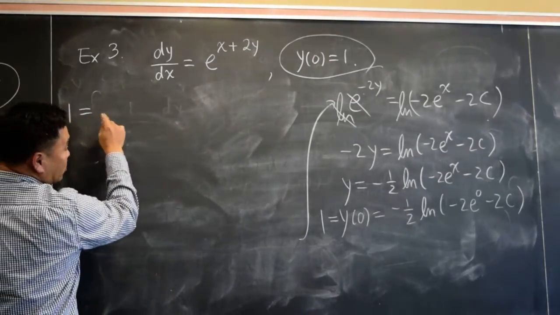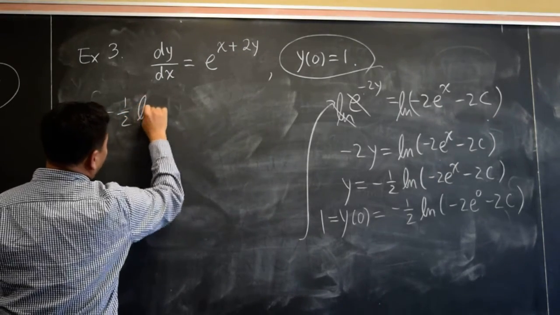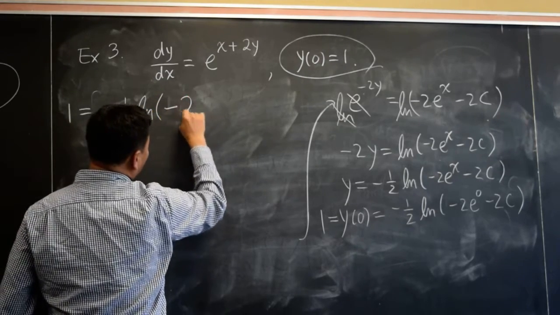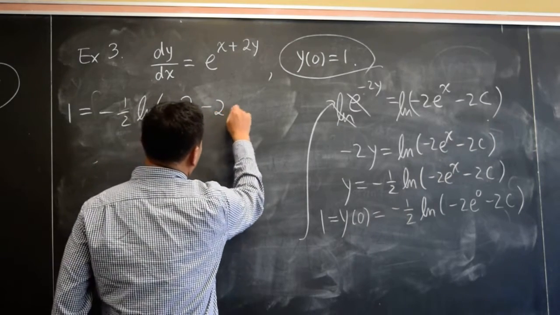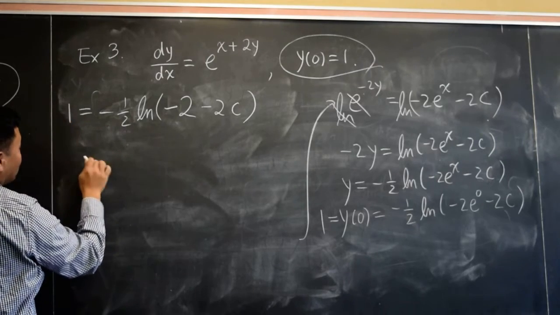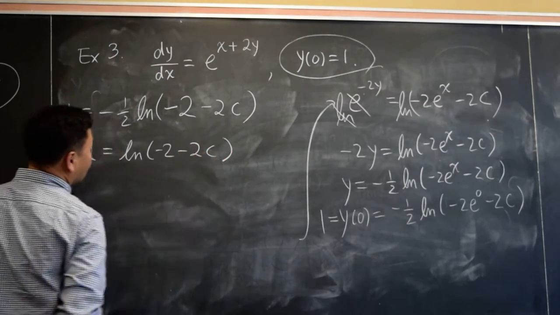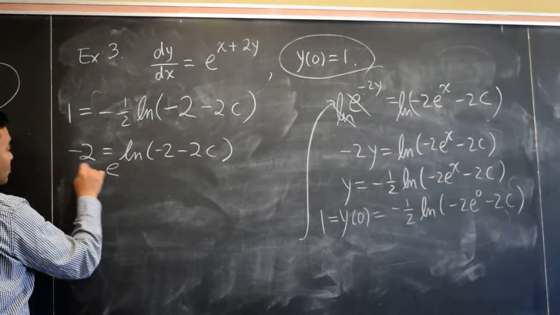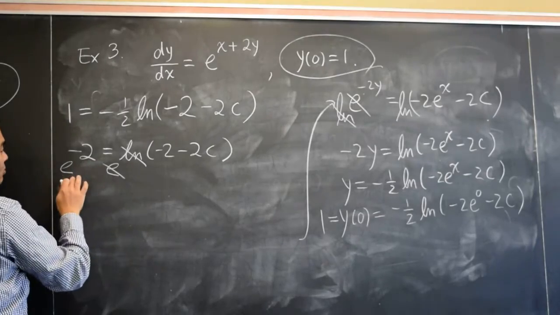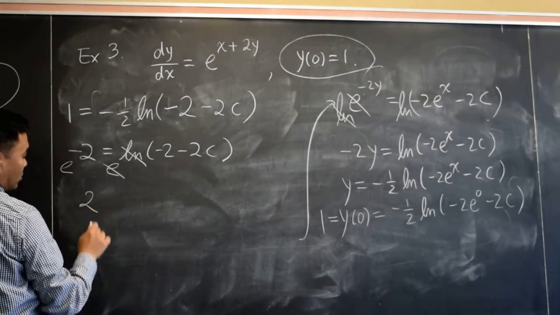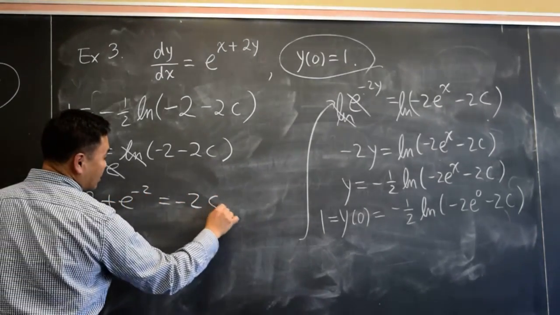So 1 is equal to negative 1/2 ln of negative 2 e to the 0 minus 2c. e to the 0 is what? Anything to the 0th power is? 1. I can multiply by negative 2, so I get negative 2 equals ln of negative 2 minus 2c. And then to get rid of this ln, I have to raise it to the power of e. And then add the negative 2 to this side, so you get 2 plus e to the negative 2 equals negative 2c.